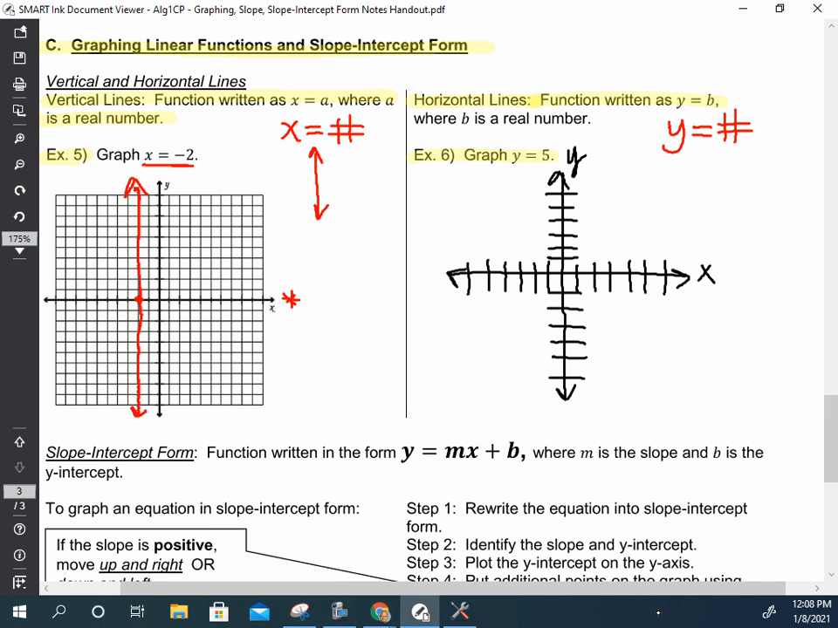So, let's do the graph. Y equals 5, go to the y-axis, go to where positive 5 would be. We're done. Horizontal lines go from left to right. So you go from left to right. That's it. Any questions, 5 or 6?